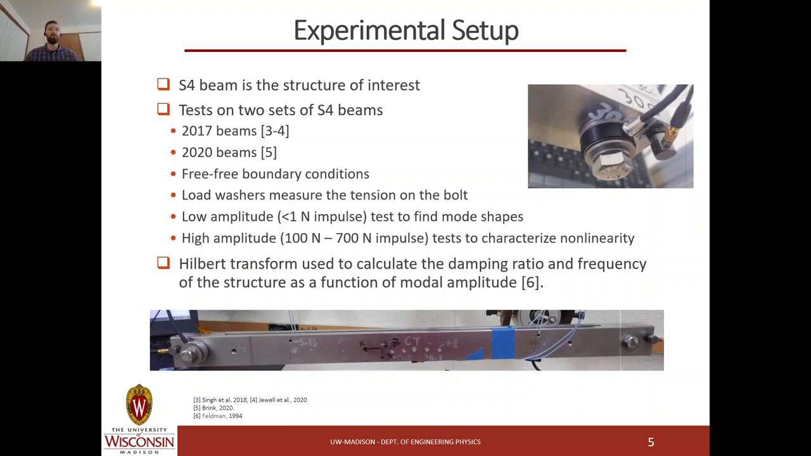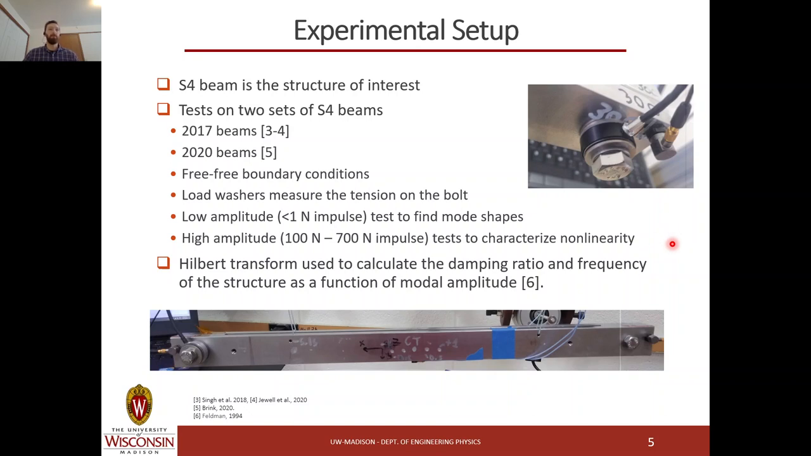The 2020 beams were the focus of a new paper from Brink, but they focus mostly on the linear parameters, and now we're focusing on how we can characterize the nonlinear parameters of the structure. We used free-free boundary conditions, hanging the beams from these bungee cords here, and we used load washers to precisely measure the tension in the bolt for a given torque applied to it. The test consisted of a low amplitude test to first find the mode shapes, and then a higher amplitude test to record the ring down and actually characterize the nonlinearity.